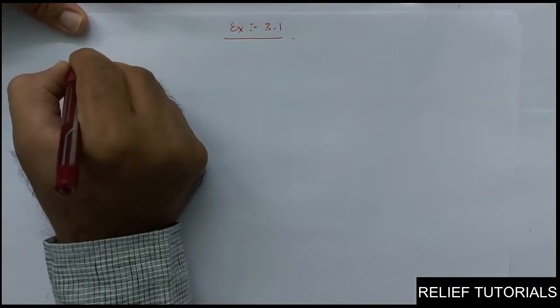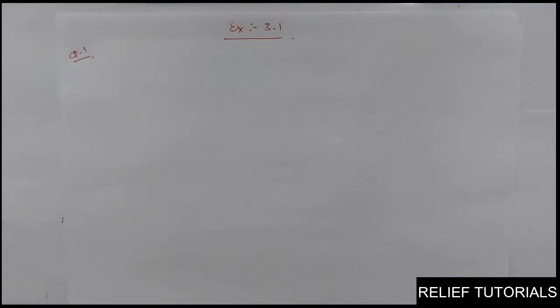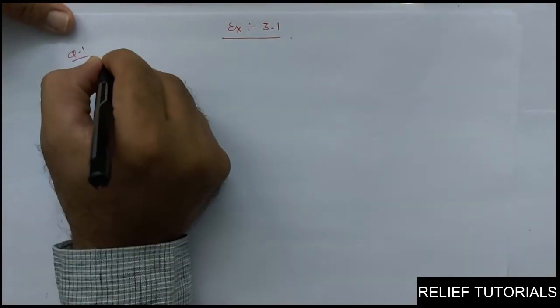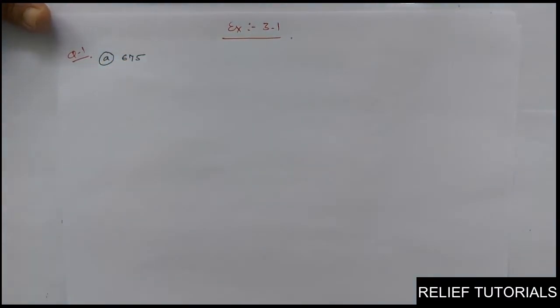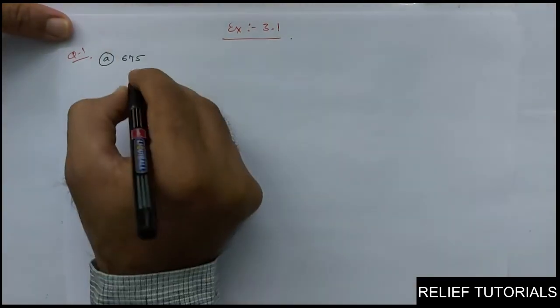In question number 1, page number 50 in your textbook. First question: check whether the following numbers are perfect cubes or not. You just have to verify whether the numbers are perfect cubes or not. The first question is 675. Whether any number is a perfect cube or not can be known by prime factorization. So let us do the prime factorization of 675.